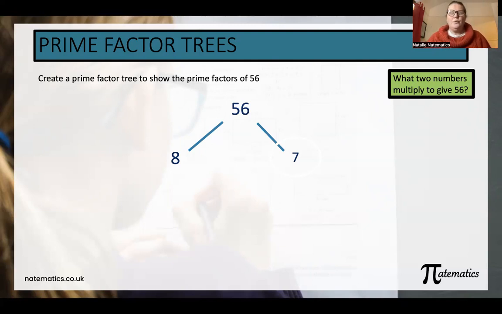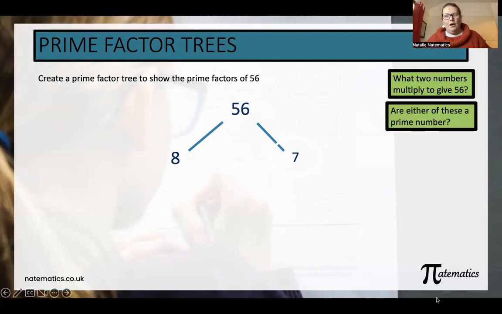Okay, so now, are either of them a prime number? Yes, the 7 is. So we circle it and we don't go any further down that branch. Quick reminder, a prime number is a number that has only two distinct factors, so those numbers have to be different. For example, 7 has factors of 1 and 7. Obviously 1 and 7 are different. That's all the factors it has.